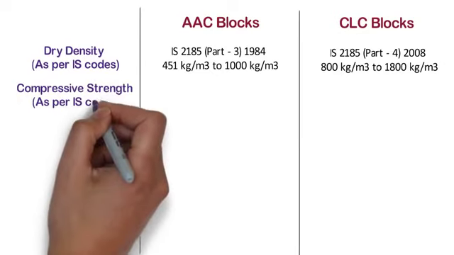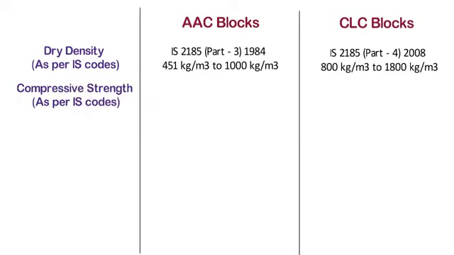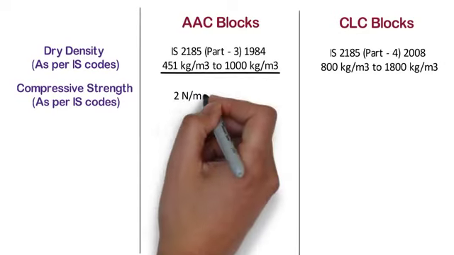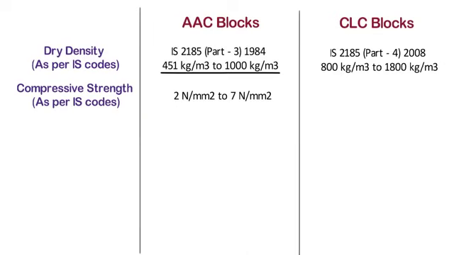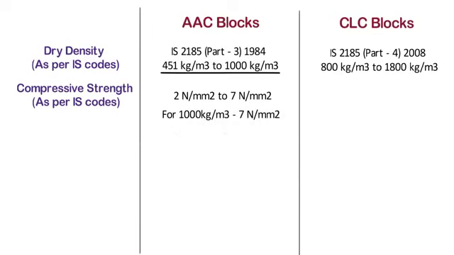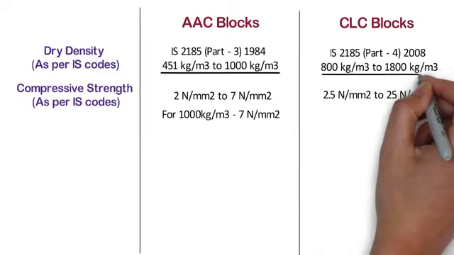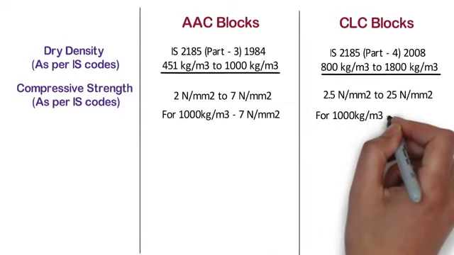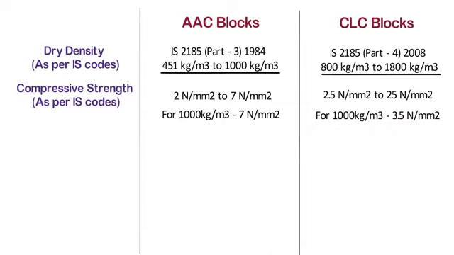Compressive strength as per IS codes. Compressive strength of AAC blocks, depending on density and grade of blocks, ranges from 2 to 7 Newton per mm square. For a density of 1000 kg per m3 of AAC block, the compressive strength is 7 Newton per mm square. Whereas compressive strength of CLC blocks ranges from 2.5 to 25 Newton per mm square for different densities of blocks. For a density of 1000 kg per m3 of CLC block, the compressive strength is 3.5 Newton per mm square.